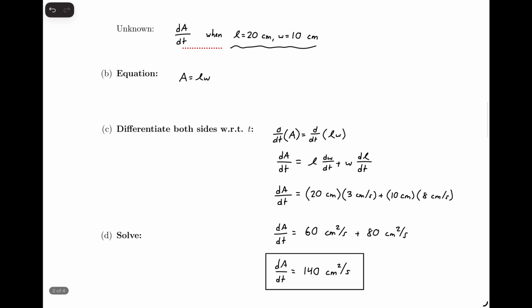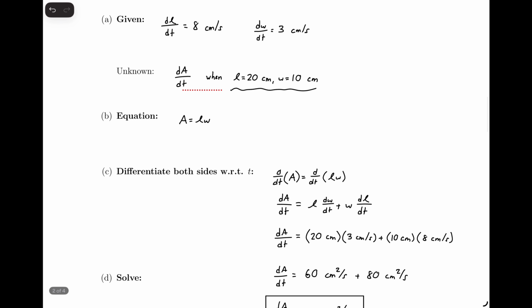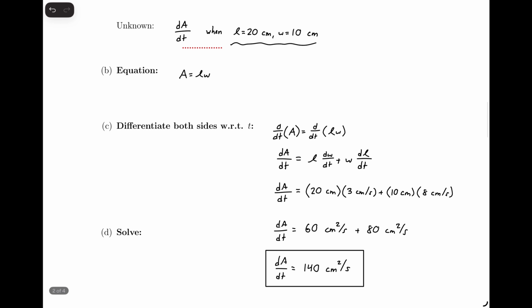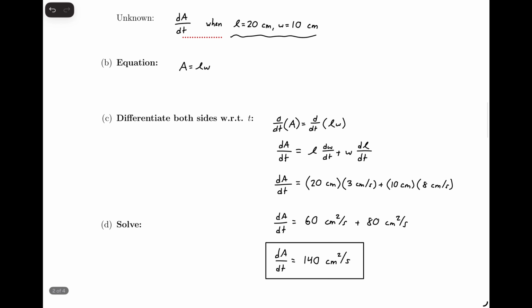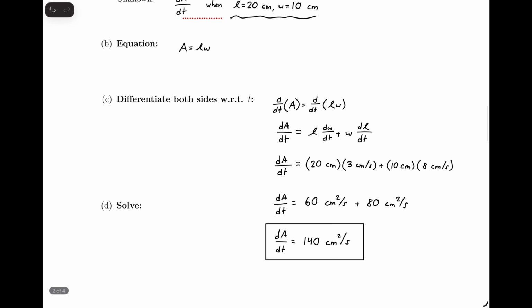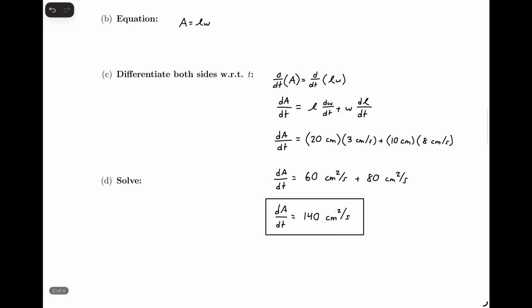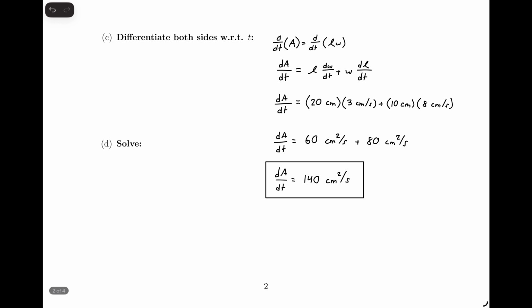And a little bit of a unit check, sanity check. We get centimeters squared per second as the units. And we're looking at how fast area is increasing. That's a rate, so this makes sense. Area is centimeters squared, and per second. So that makes a lot of sense to me, at least. The number seems reasonable. We defined all of our givens, our unknowns, our equation. We differentiated in terms of t and came to the final answer. So I'm pretty happy with this.